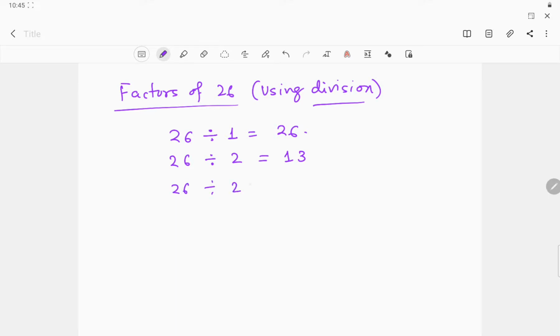26 does not divide by 3, because if you divide by 3, you will get a remainder, it is not completely divisible by 3. So 3 is not a factor of 26. Similarly, 4, 5, 6, 7 and 8 are not factors of 26. And if you check 13, 26 divided by 13, you will get 2. Now you stop.